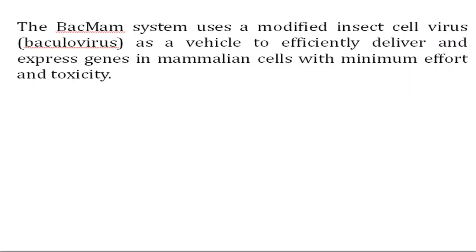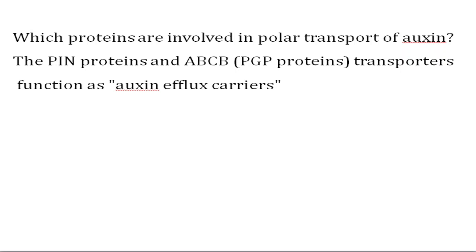Next, the BacMam system will be using a modified insect cell virus called baculovirus, and this BacMam system is generally employed for delivering or expressing genes in mammalian cells with minimum effort and at the same time minimum toxicity. Next, which proteins are involved in polar transport of auxin? It is the PIN protein. Another protein is called ABCB protein, which acts as an auxin efflux carrier.